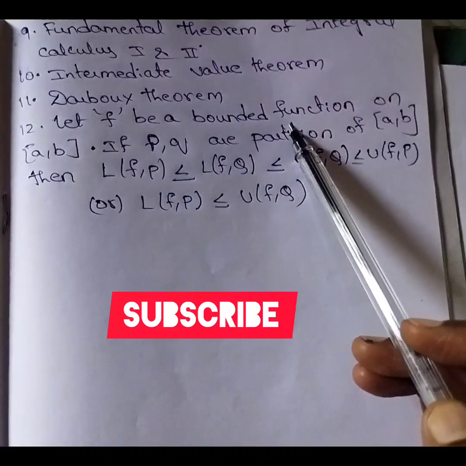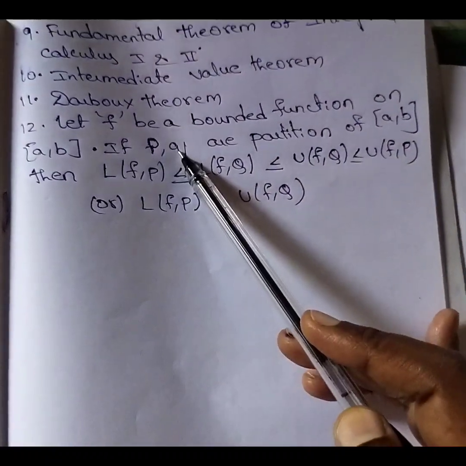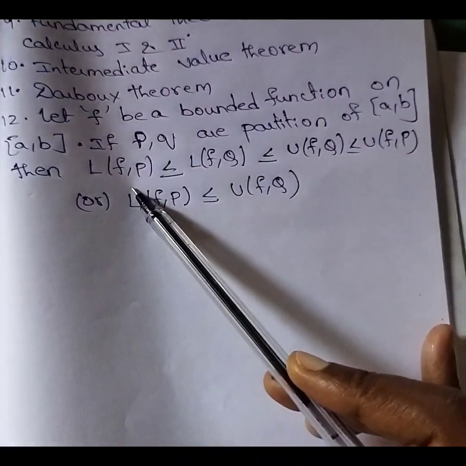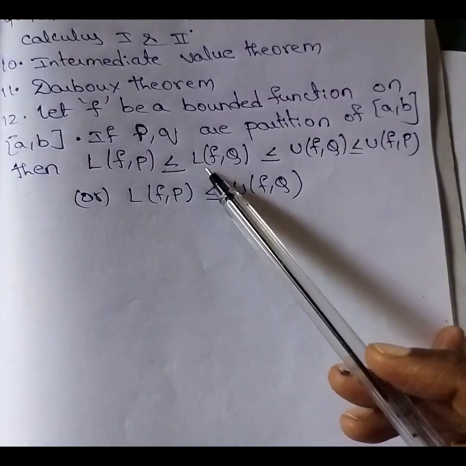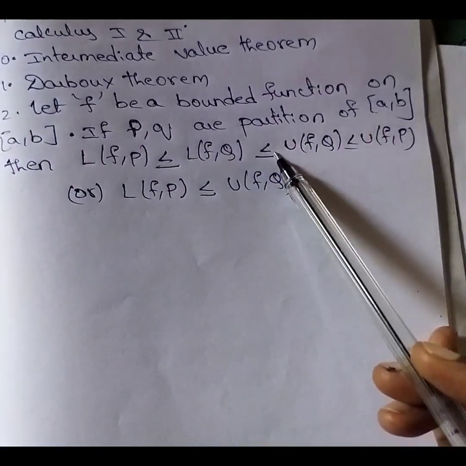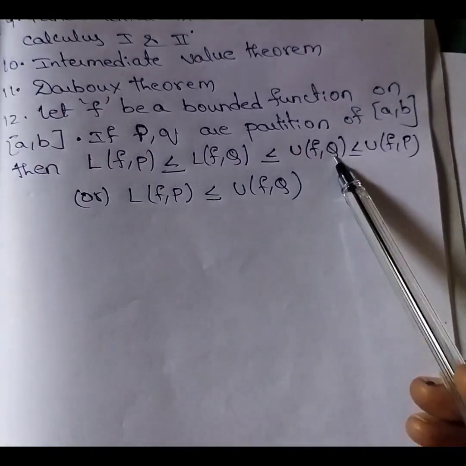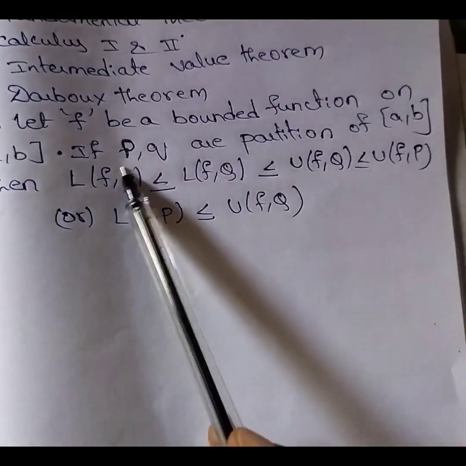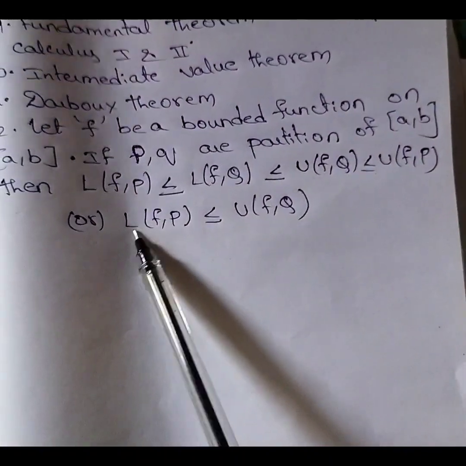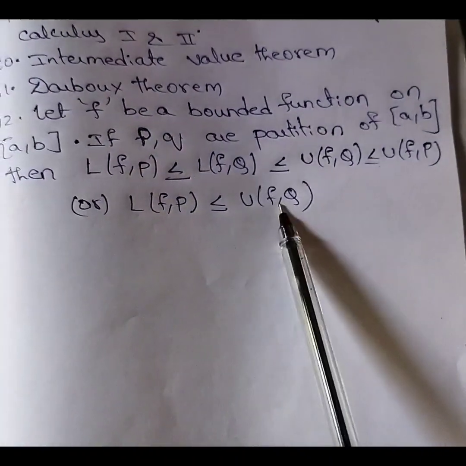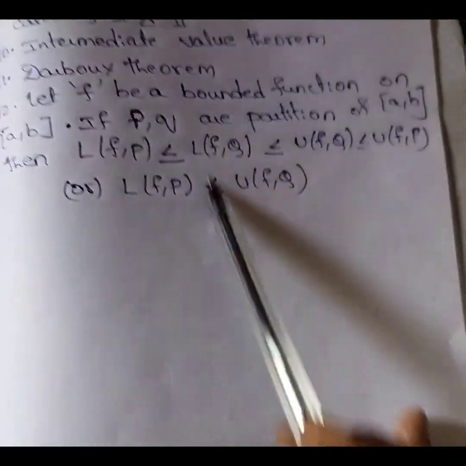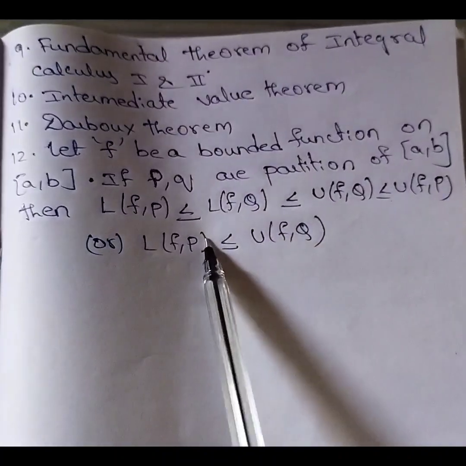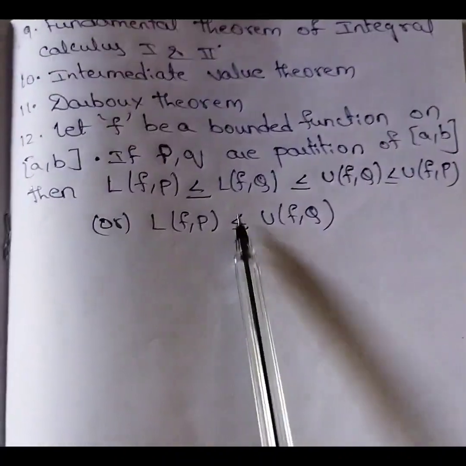Let f be a bounded function on closed interval [a, b]. If P, Q are partitions of closed interval [a, b], then lower Riemann sum of f, P less than or equal to lower Riemann sum of f, Q less than or equal to upper Riemann sum of f, Q less than or equal to upper Riemann sum of f, P. Or else directly they may give you as lower Riemann sum of f, P less than or equal to upper Riemann sum of f, Q. So this is about long answers. From 9th to 12th completely belongs to long answers, you get long answers from these questions only.